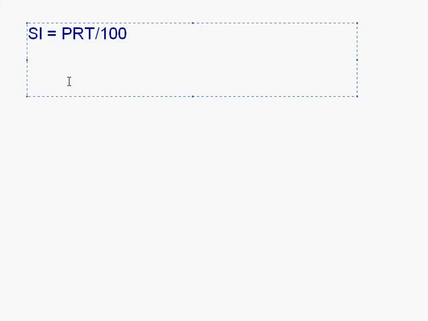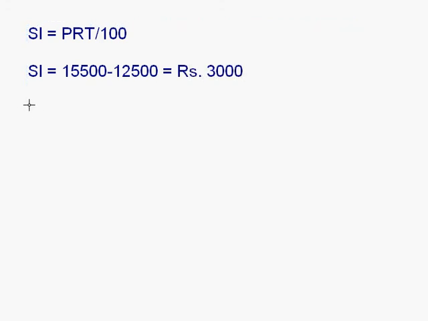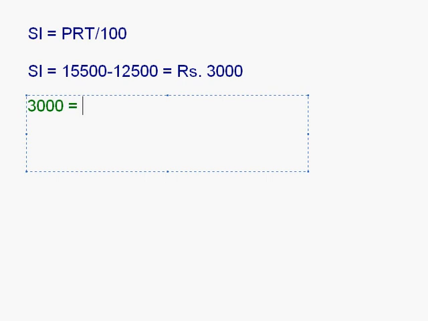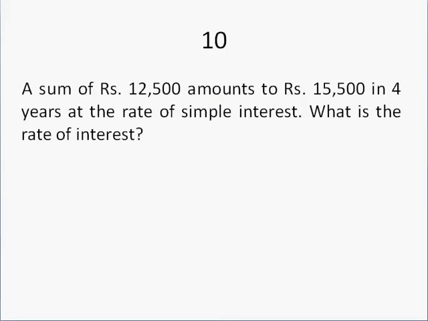So simple interest is equal to 15,500 minus 12,500, that is equal to rupees 3,000. So we got the simple interest. Now we are able to put all the values in the formula. So what will it become? Simple interest is 3,000. What about P? P is 12,500. What about R? R is given to be 4%, I believe.